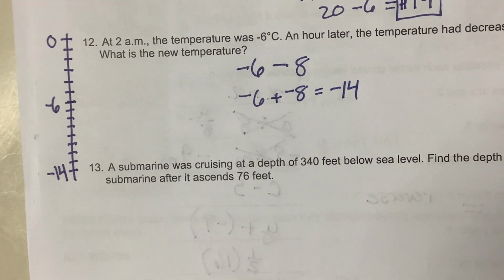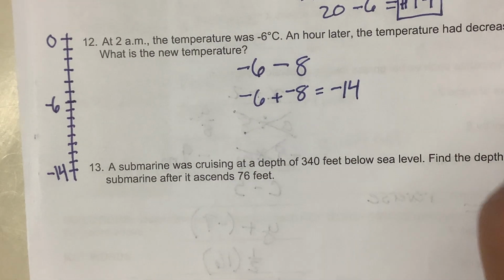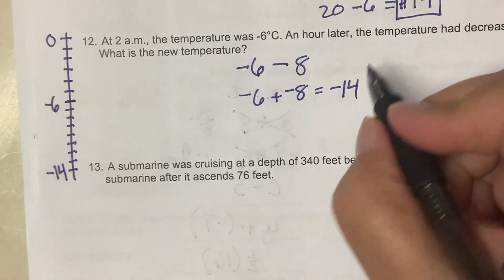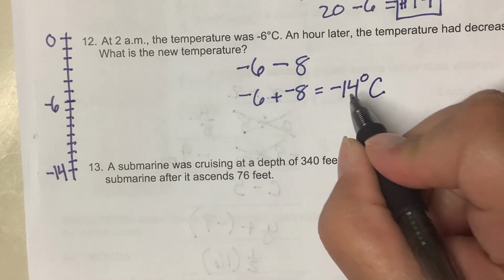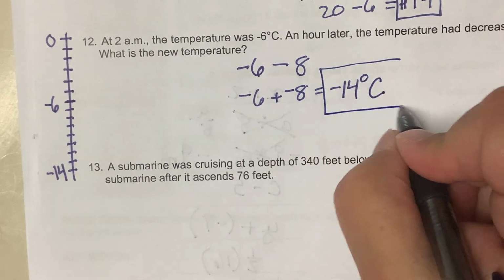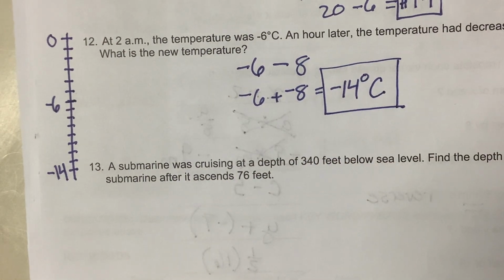What's the new temperature? -14 what? Well, I need to put the symbol for degrees, and I need to put the unit Celsius, -14 degrees Celsius. Showing all my work again.